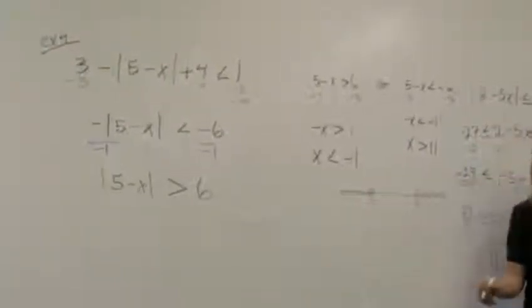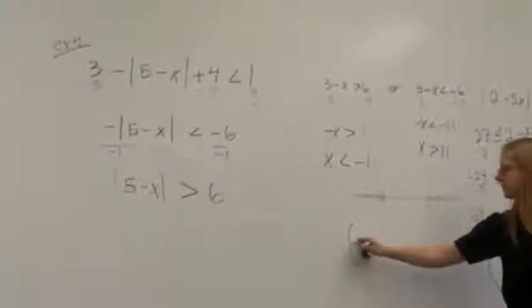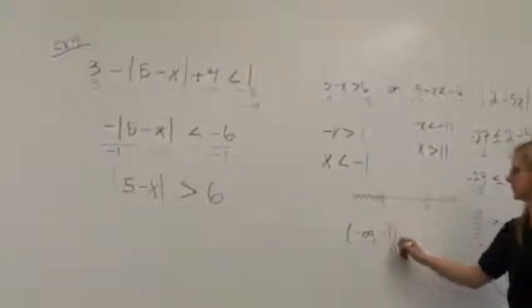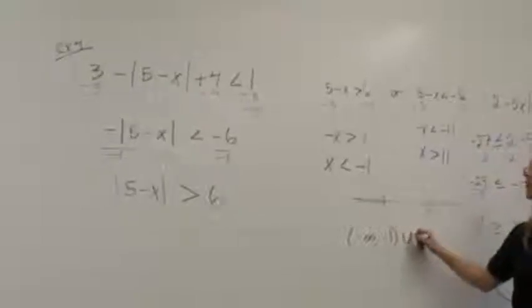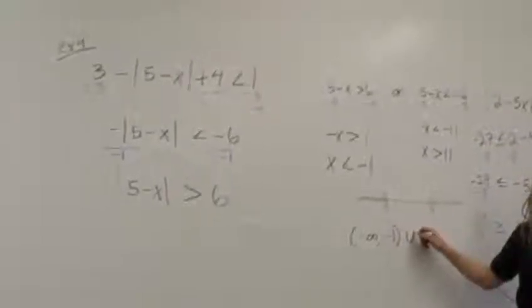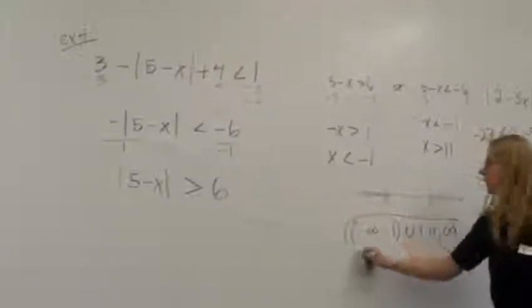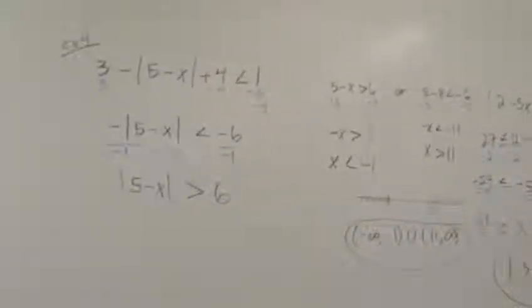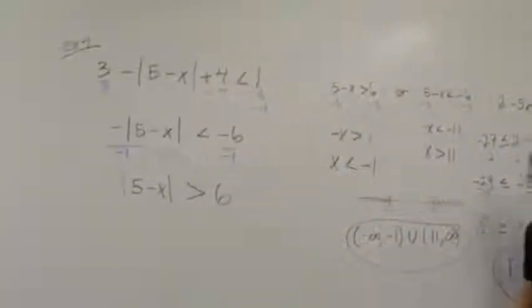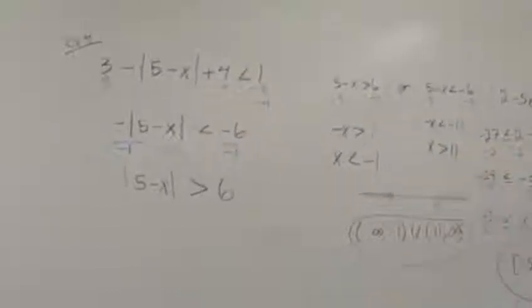So how do I write that in interval notation? Negative infinity to negative 1, union, right? That's where that or is coming from. That word or is the union. And then here, that's the 11. Excellent. Questions on that? Good.